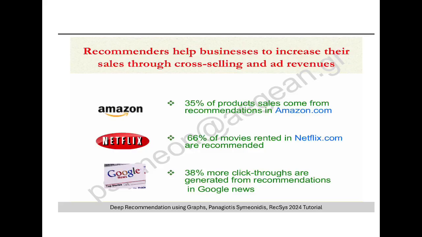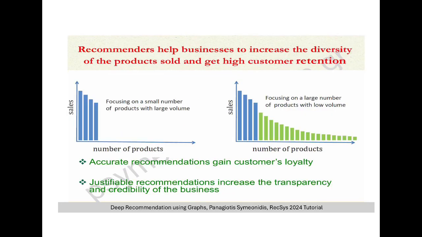So you watch something there, a reel or whatever, and then you swipe, and the next reel that comes is a recommendation system. Right? So they are kind of ubiquitous. They try to help the businesses to increase their diversity of products sold, if they want to, that is.